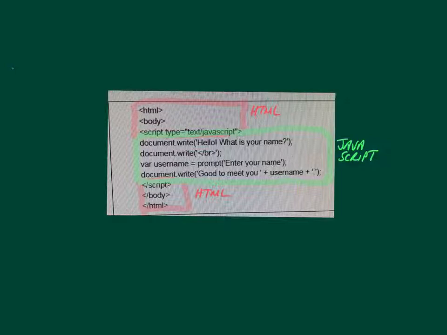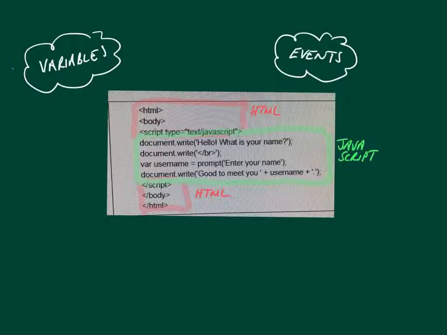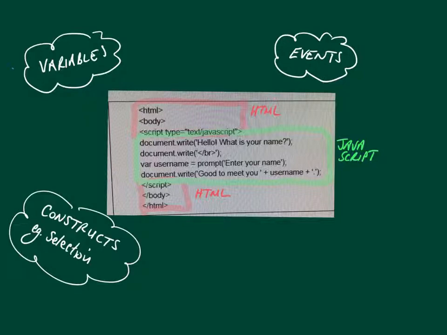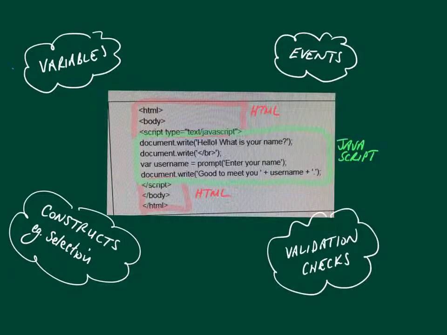Now you're likely to get questions that relate to variables, events, maybe a selection statement if there is one, or a loop. And you'll also get questions about validation checks. So it's really important that you have exposed yourself to examples of JavaScript for these 4 categories.